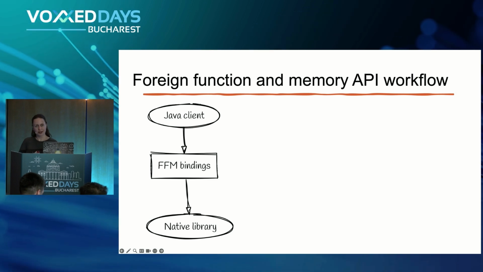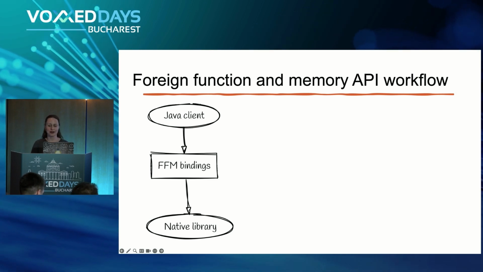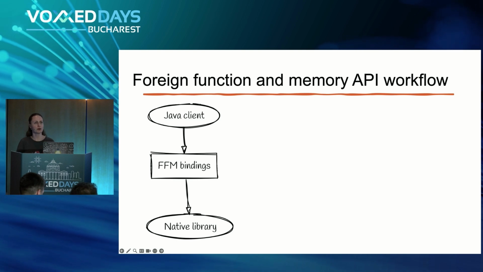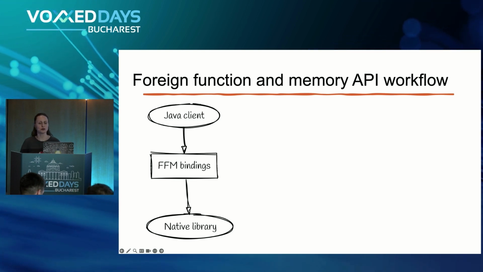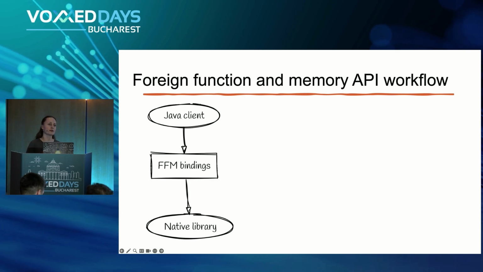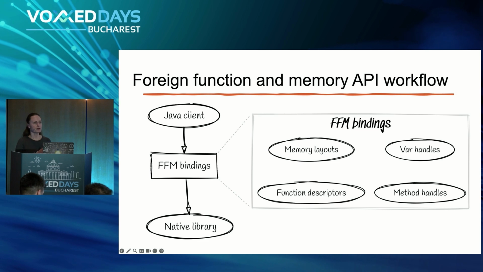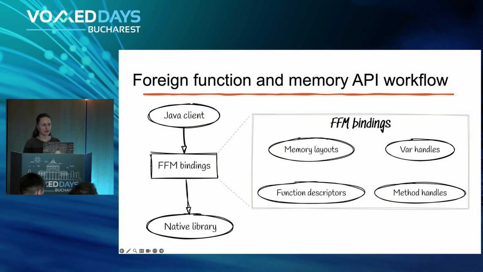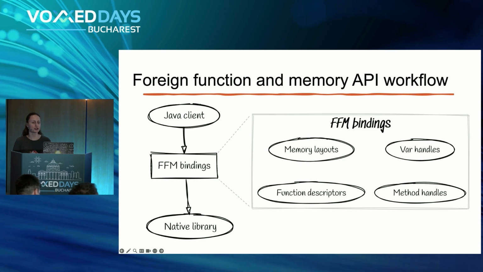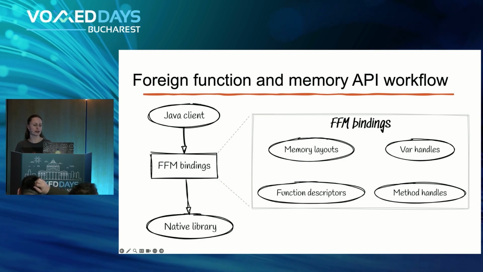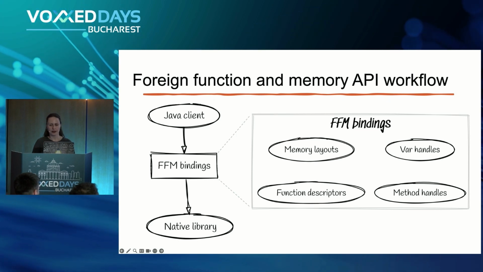So this brings me to the second subject: the FFM API replaces JNI with this new low-level API that is much more descriptive and allows us to link into the native functions using method handles. So what FFM bindings mean from the Java API perspective is working with memory layouts, function descriptors, var handles, and method handles. And we're going to use that in the presentation in a while.